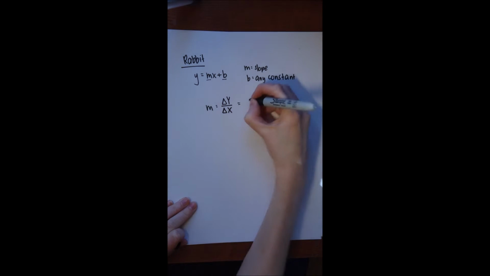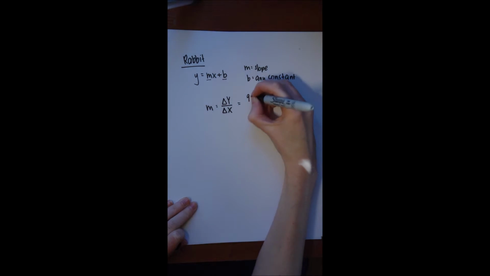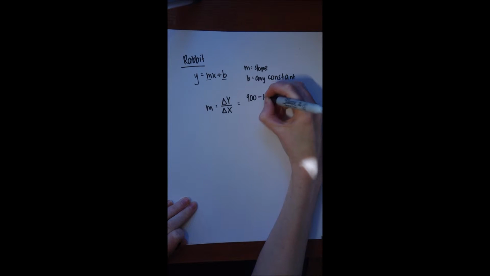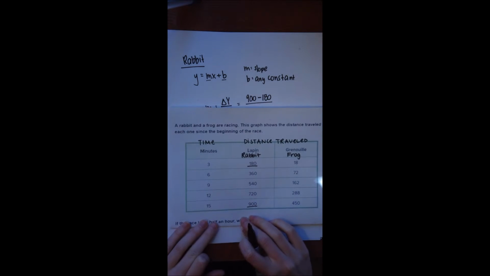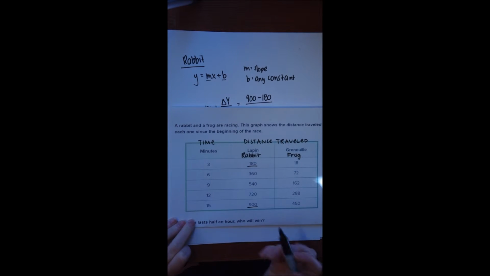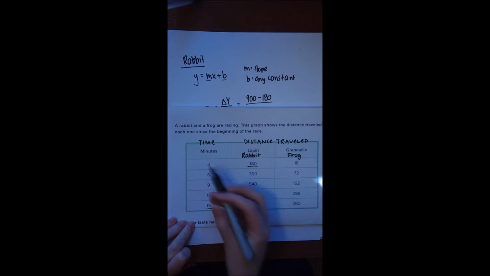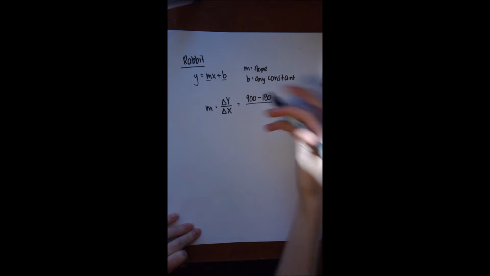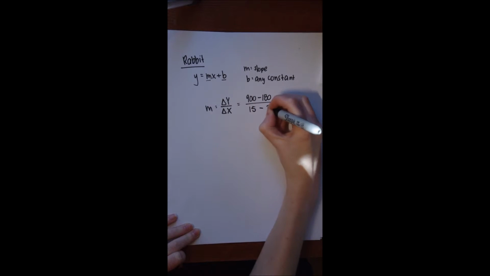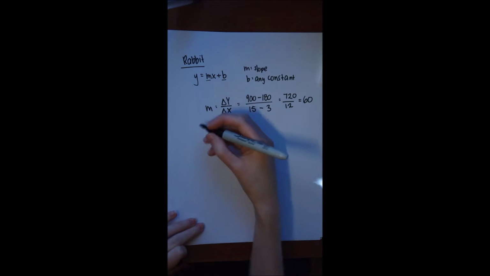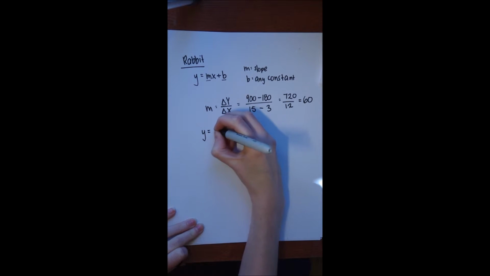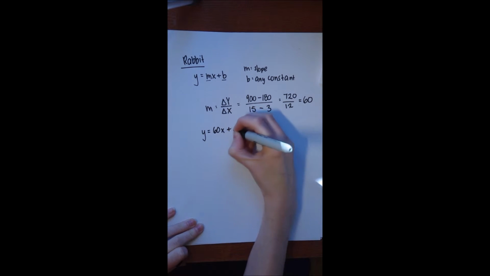So our change in y is going to be our farthest point, 900, minus our closest point that we chose, 180. Divided by the change in x, which is going to be the corresponding x values. So our first one is going to be 15 minus 3. This is going to give us 720 divided by 12, which is 60. Therefore, we know our slope is 60. We can replace that in our equation, so y is going to be 60x plus b.